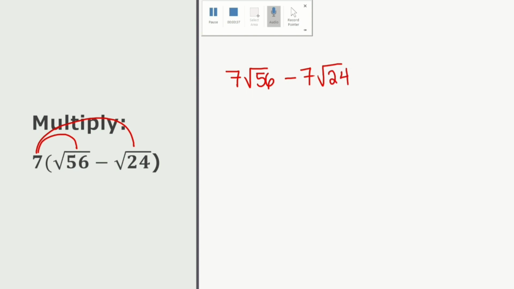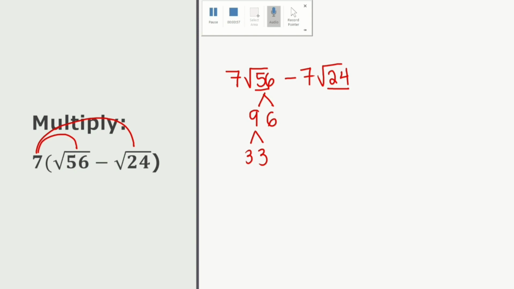Then, we will apply step number 2. We will simplify square root of 56 and square root of 24. Let's see if we can make them similar radicals. By prime factorization, this is 9 multiplied by 6. Then, this is 3 times 3.